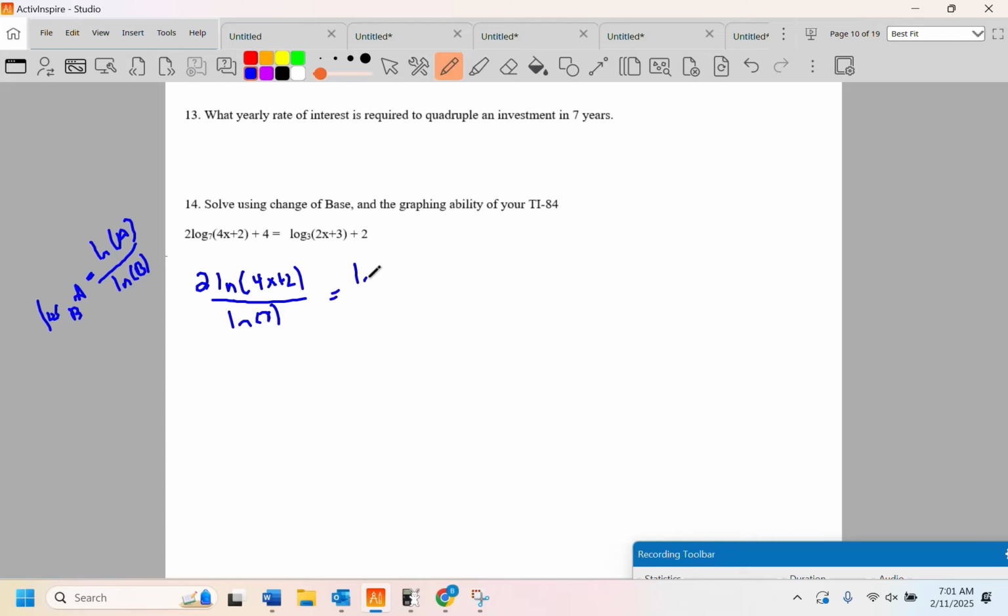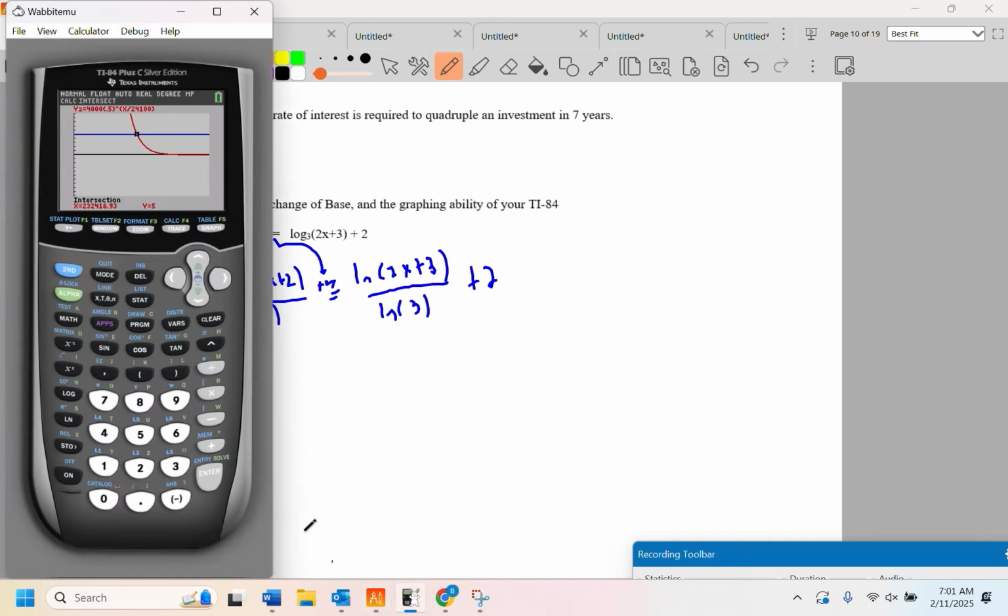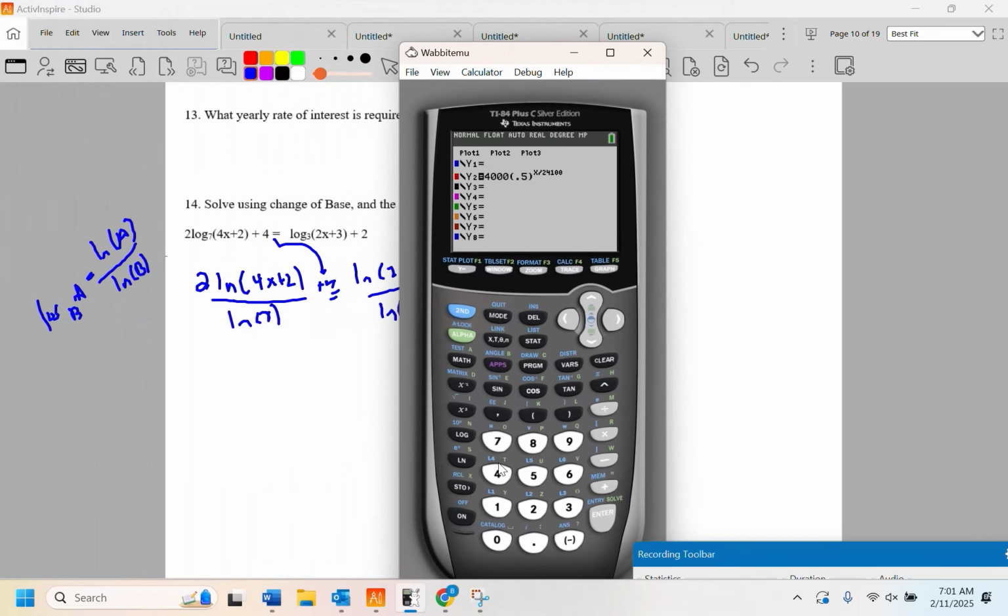This guy is going to be the ln of 2x plus 3. So now over the ln of 3. And plus a 2. And you'll notice I forgot something right there. I need a plus a 4, right? Most of you, 90% plus, can do this. It's a shame it's not one of those all kids can do.